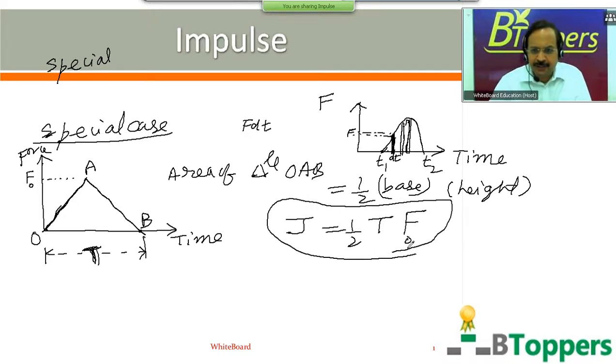So in such examples where the magnitude of the impulsive force first increases linearly with time from 0 to some maximum value denoted by F0, then decreases linearly from F0 to 0, the impulse of the force can be written as half T F0.